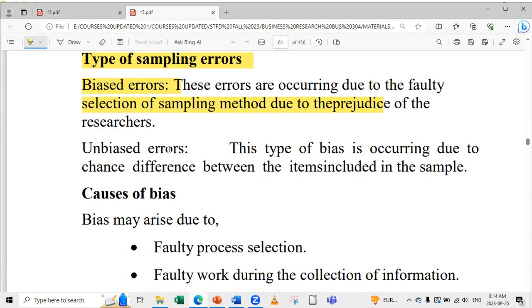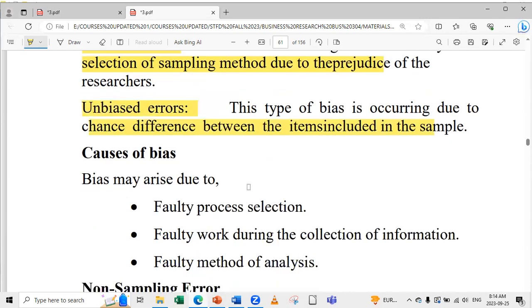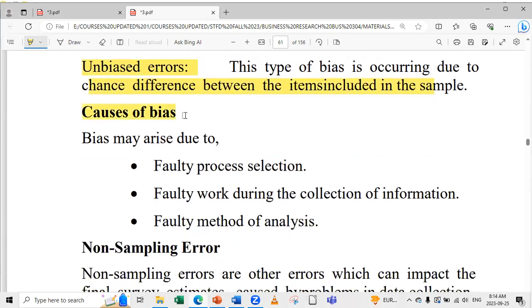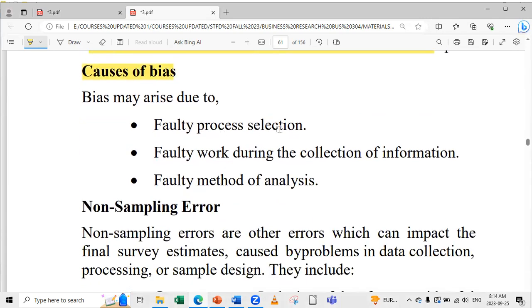Unbiased errors: this type of error occurs due to chance differences between the items in the sample. Causes of bias: faulty selection process, faulty work during the collection of information, and faulty methods of analysis.